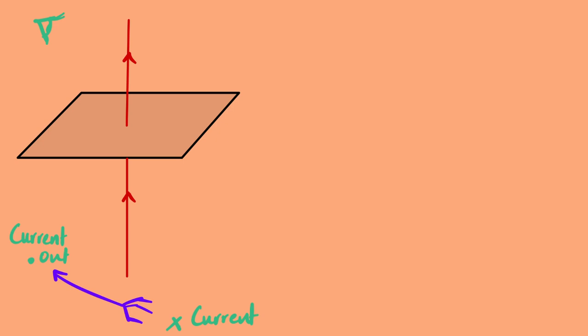Now for example, if I'm looking at this from the top, then this would appear to me as if this is current coming out of the page. So I would draw it like this.